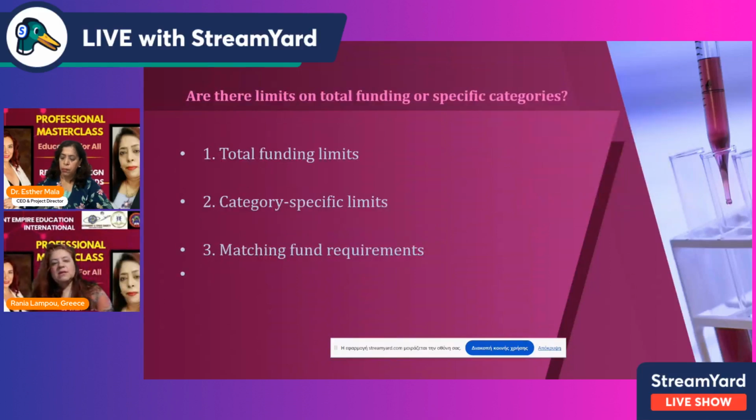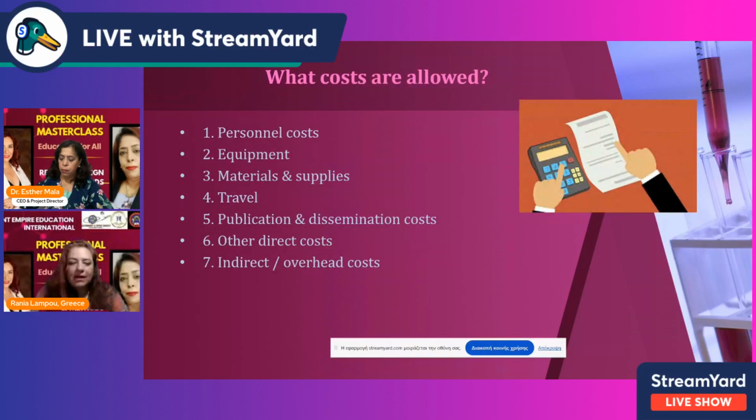Are there limits on total funding or specific categories? I'm going to mention the other direct costs here that, for example, data collection expenses or specialized training relevant to project goals are usually included in the grants. And some indirect costs that could be institutional overhead, administrative costs, or rates that are typically negotiated between the institution and the funder.